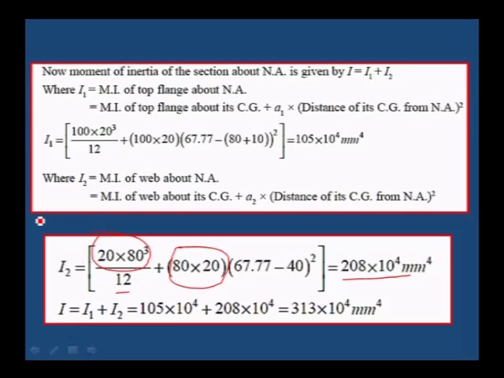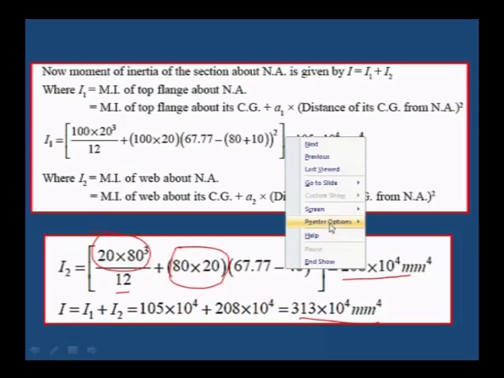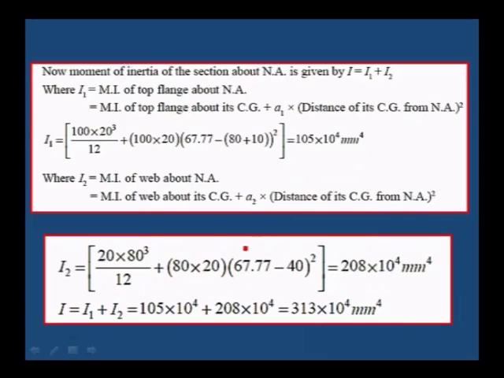You have to use the skill from the geometrical properties chapter, where we determined the moment of inertia of a T section. By having the value of I2, add I1 and I2, and you will get 313 into 10 to the power 4 mm to the power 4 as the I value.